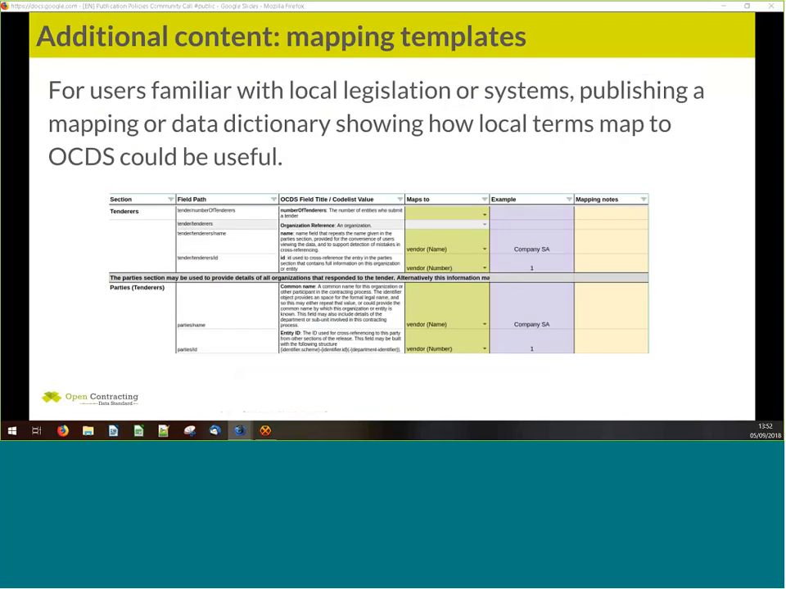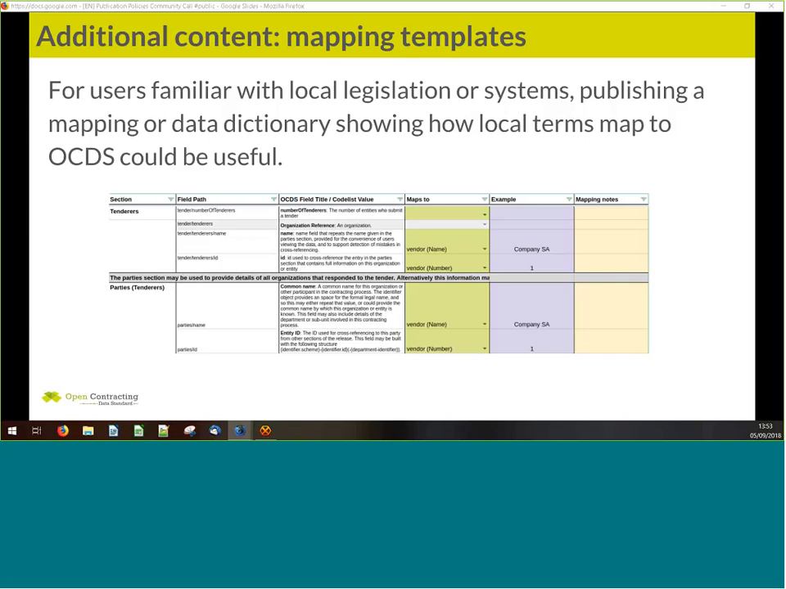Final point here, and I don't think this is mentioned in our publication policy guidance, but as we saw from the UK, it is something that some publishers are starting to do: providing a mapping or a data dictionary alongside your OCDS data that shows how the fields in OCDS map to the local terms in your procurement legislation or your procurement systems. That's really important if users are already familiar with the specific country context and naming conventions, but they want to work with the OCDS data. By providing that mapping, it gives them a big leg up to do that.